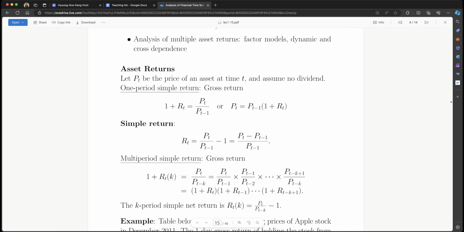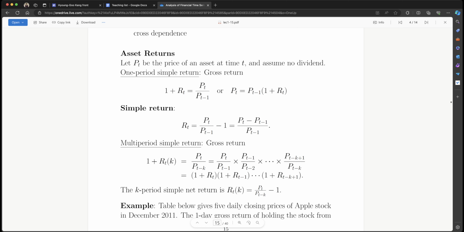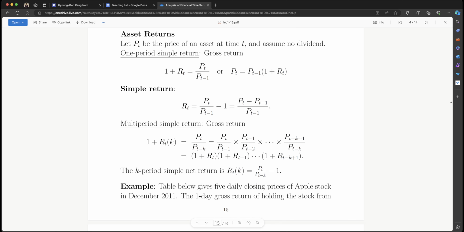So which is P_t minus 1 over P_t minus 1. Now, multi-period simple return, which is gross return. So return from P_t minus k to P_t. Okay, so it is a multi-period. So compounding, we compound it.